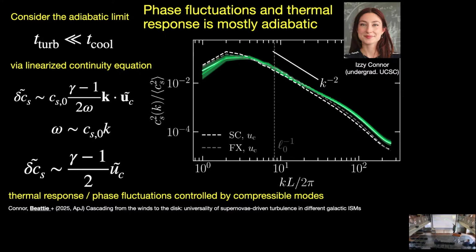You find that the sound speed spectrum should go like k to the minus 2, and it really does. So in other words, on average, these disk galaxies are really very adiabatic. Locally, you get into a strong cooling regime, but globally, the entire phase of the galaxy is being controlled by the compressible modes of the turbulence.